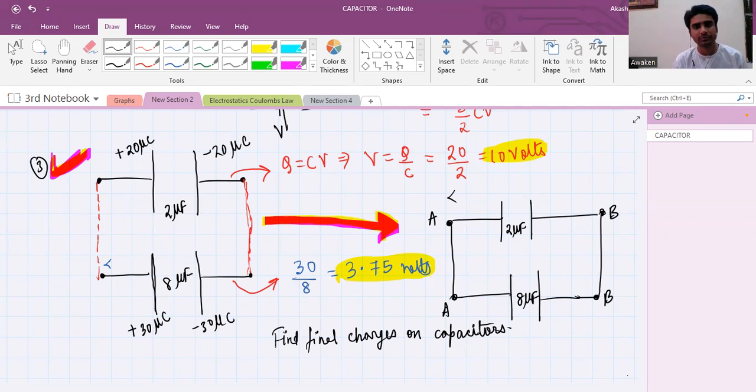Any idea how to do it? I found the initial charges on both of them using CV. The initial charges are given as 20 microcoulomb, minus 20, plus 30. How to get the final? When they are connected, some charge will flow. This much is clear. So we can assume the charges to be flowing.